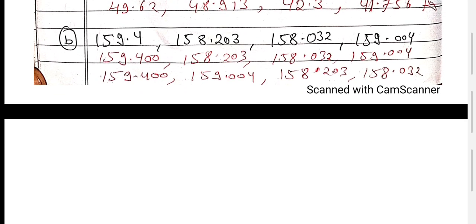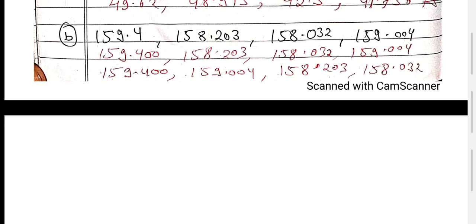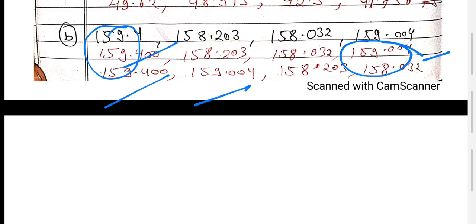Now just come to the D part. After the decimal they have a maximum of 3 decimal places, so first make all of them 3: write 2 zeros, same, same and same. Now just do the comparison: 159, 158, 150, 159. Now you have to put 159 first. Now do the comparison: 159, 400 is greater, then 004. Just write 400 first, then write 004. Now in this they are the same. Now 203 and then only 032.